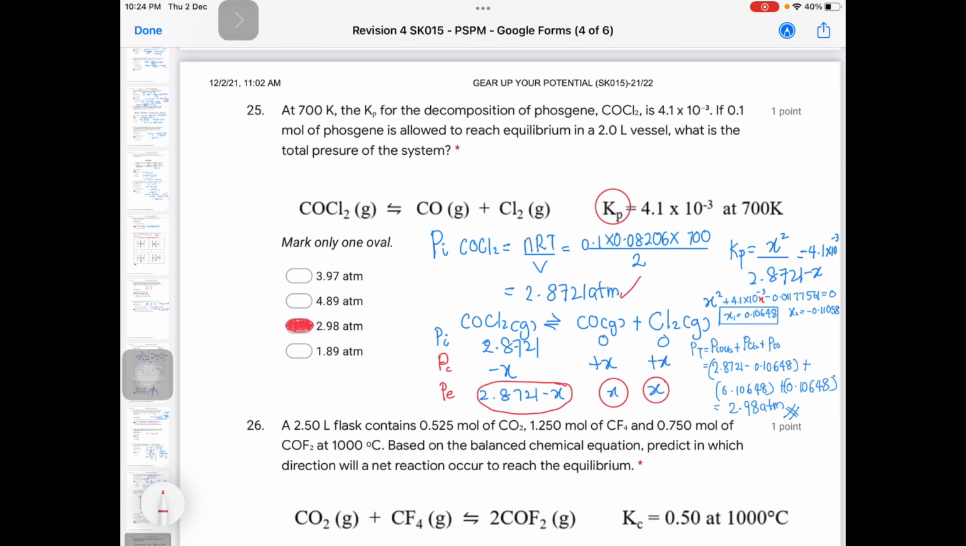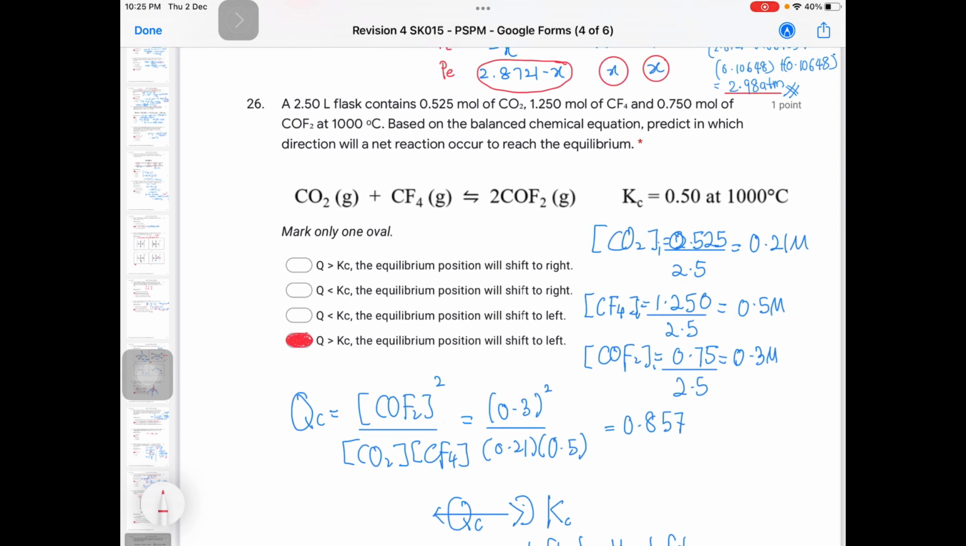Jadi bila kita substitute ke dalam P total, kita substitute nilai x dengan x ni, kita tambahkan tiga-tiga ni, so kita akan dapat 2.98 atm. Jadi the answer is option yang ketiga.